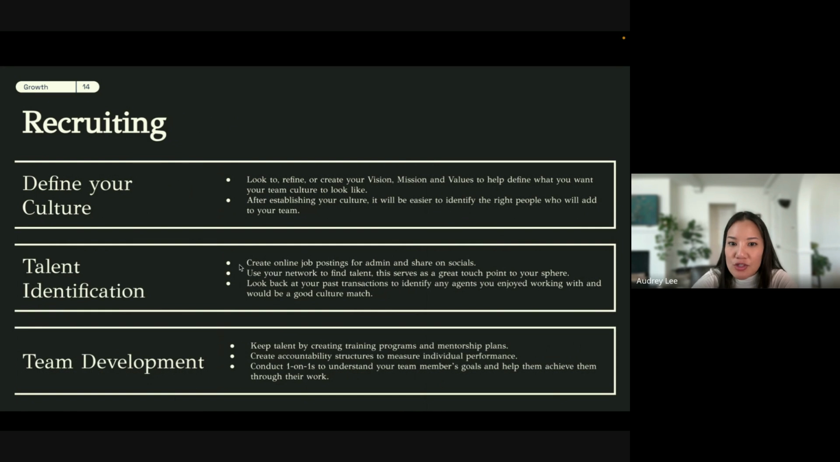That's a pretty simple way to do it, but also using your network to find that talent too, which is also a great touch point. If you're talking about your database and you want to talk to them, you can say, hey, I'm growing my team, which makes you look really amazing. And then you can tell them, I'm looking for this type of person. Do you know anyone who believes in my vision and is looking for a new opportunity?